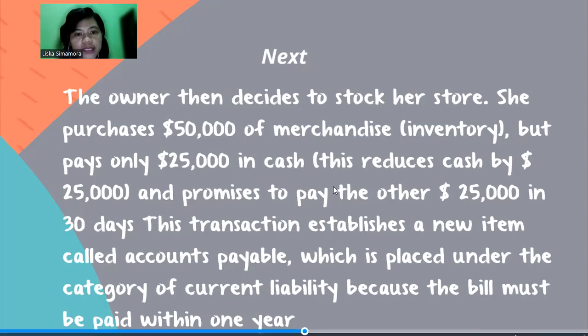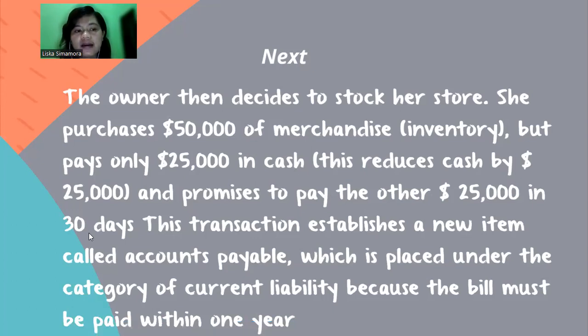She promises to pay the other in 30 days. So it means she has accounts payable that have to be paid in less than 1 year, because she will pay in the next 30 days. It means she owes the people who sell the merchandise $25,000. So this is a liability. Because the term is just 30 days, it means less than 1 year, so it is called current liabilities.